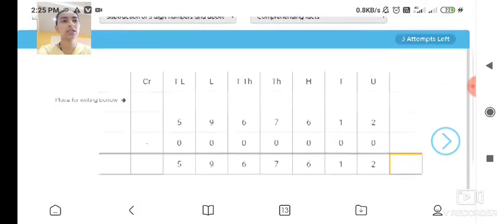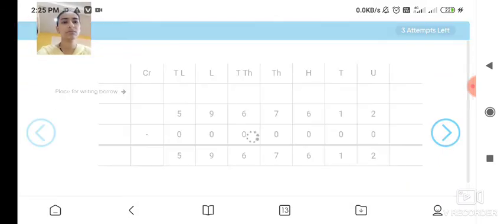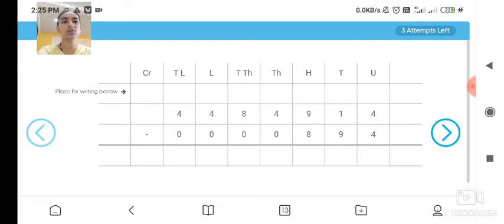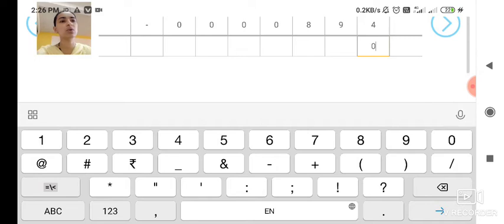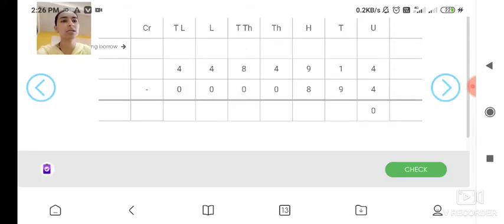Now let's see the next question. Now this question is subtracting 894 from which number? From 44,84,914. Now 4 minus 4, 0. So here will be 0. Now let's see the next.